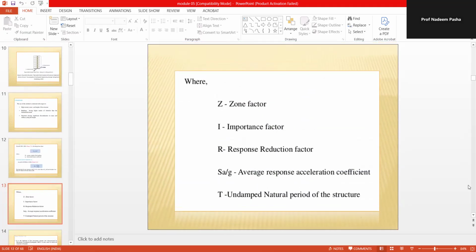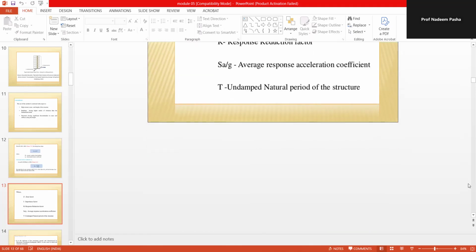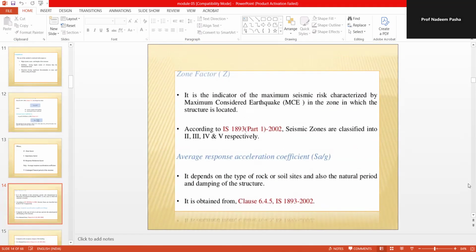Z is the zone factor, I is the importance factor, R is the response reduction factor, Sa/g is the average response acceleration coefficient, T is the undamped natural period of the structure. Zone factor: it is the indicator of the maximum seismic risk characterized by maximum considered earthquake (MCE) in the zone in which the structure is located.